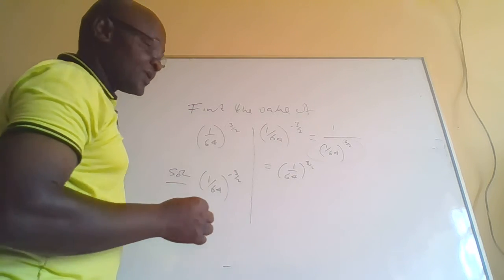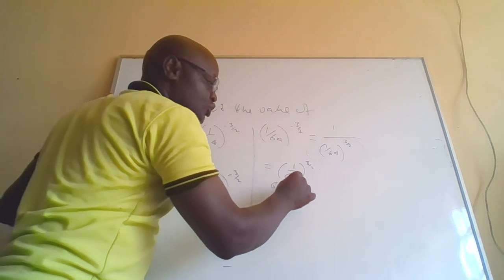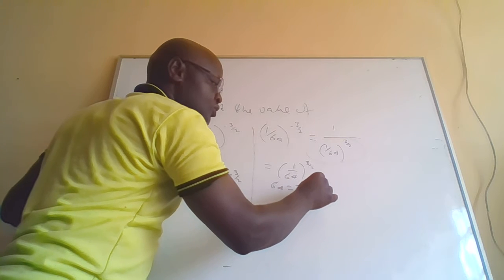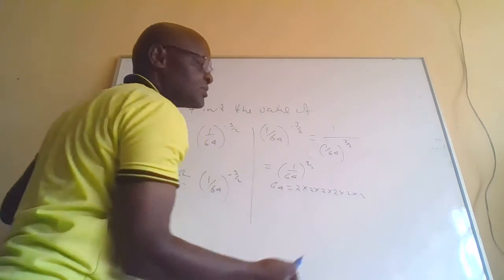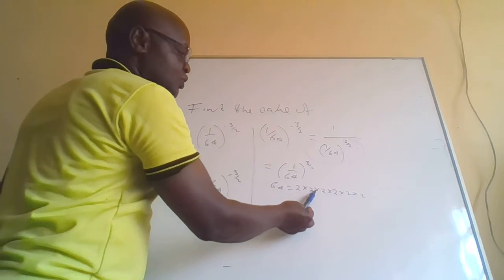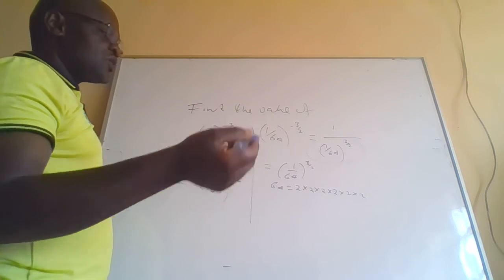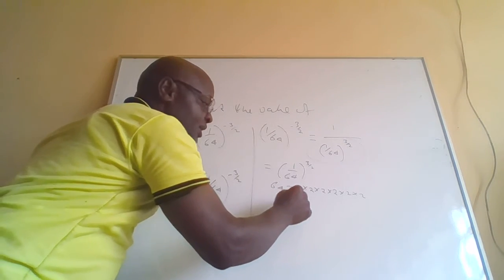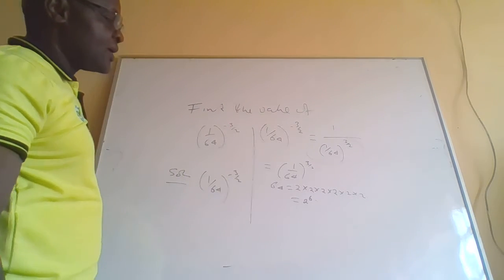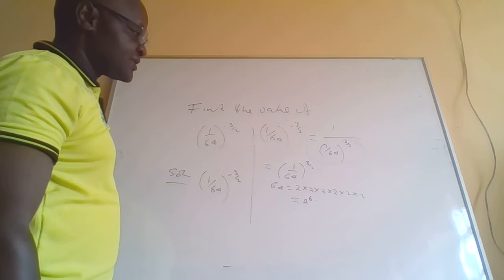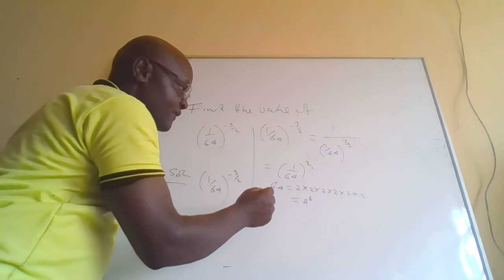But we also need to know that 64 can be written as 2 times 2 times 2 times 2 times 2 times 2. 1, 2, 3, 4, 5, 6. So when you multiply 2 six times, you get 64. Therefore, we can say that 64 is the same as 2 raised to 6.